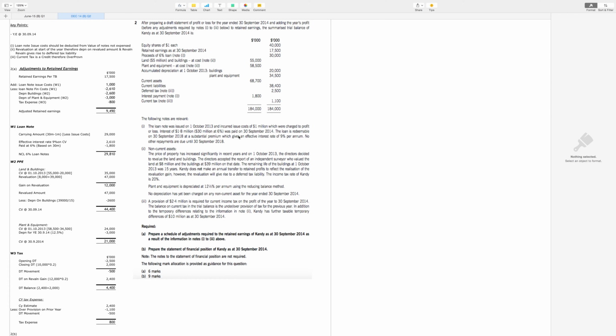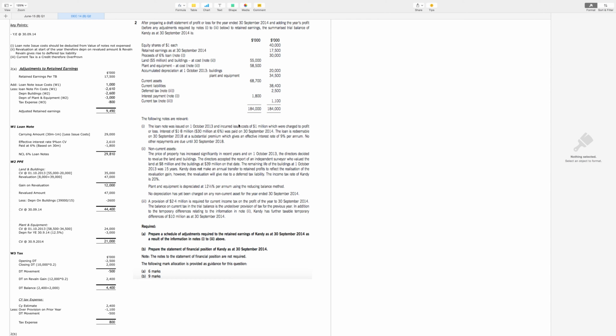Now, if we look above, it said it's incurred issue costs of 1 million, which were charged to the profit or loss. If we look under IAS16 loan notes, we're actually supposed to deduct that 1 million in value off our total value of loan notes when accounting. So we'll come to this adjustment a bit later, but bear in mind, being asked to adjust for retained earnings, we're likely to add this back to our retained earnings because we have deducted it from our profits in the P&L.